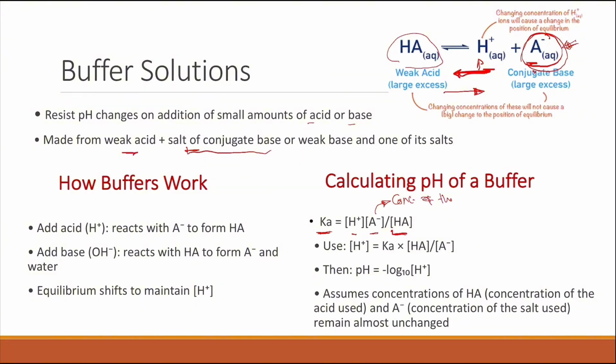And then the HA, this is the concentration of the acid. This is the original concentration of the weak acid as well. Now we can calculate the hydrogen ion concentration by rearrangement. So it's going to equal Ka times the concentration of the acid divided by the concentration.